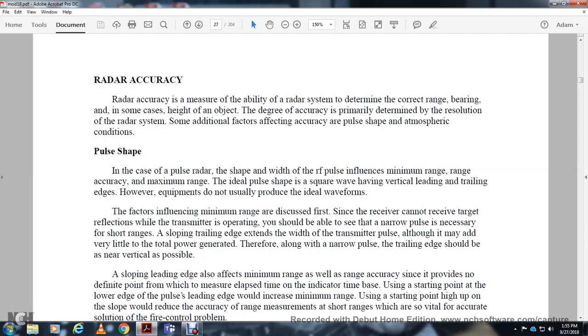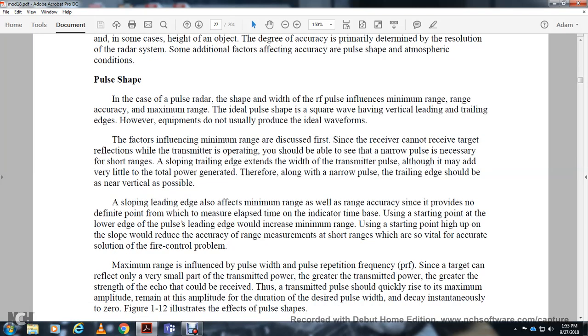However, the equipment does not usually produce the ideal waveform. The factors influencing minimum range are discussed first. The receiver cannot receive the target reflection while the transmitter is operating. You should be able to see the narrow pulse, which is necessary for very short range. A sloping trailing edge extends the width of the transmitter pulse, although at the end of the slope very little power is generated. Therefore, along with a narrow pulse, the trailing edge should be as narrow and vertical as possible.